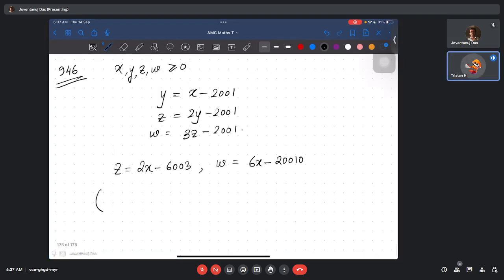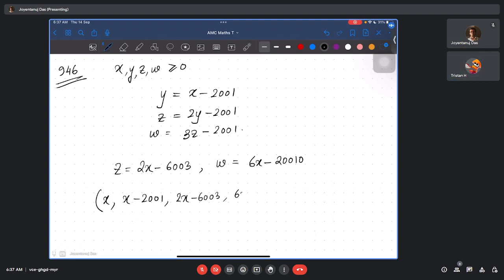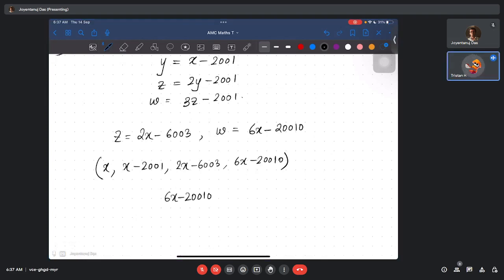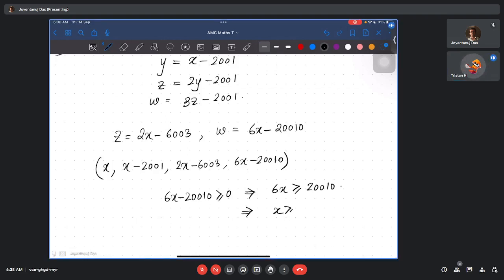So you really only have to look at W to see the minimum value of x. Everything is greater than or equal to 0, so this is the solution to the whole system. If this part is greater than or equal to 0, then what is the condition? 6x has to be greater than or equal to 20,010. And from that, you get x greater than or equal to 3335.